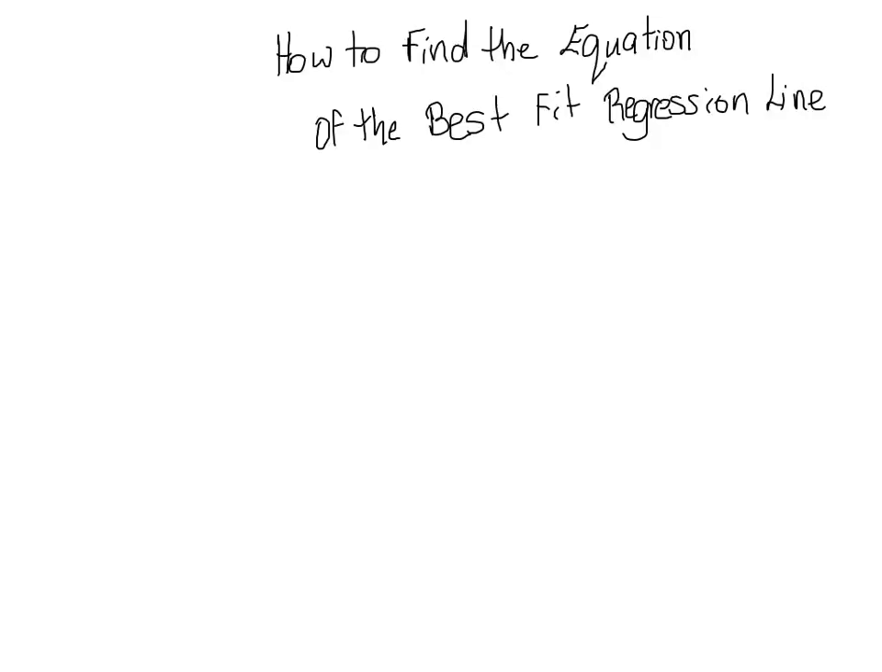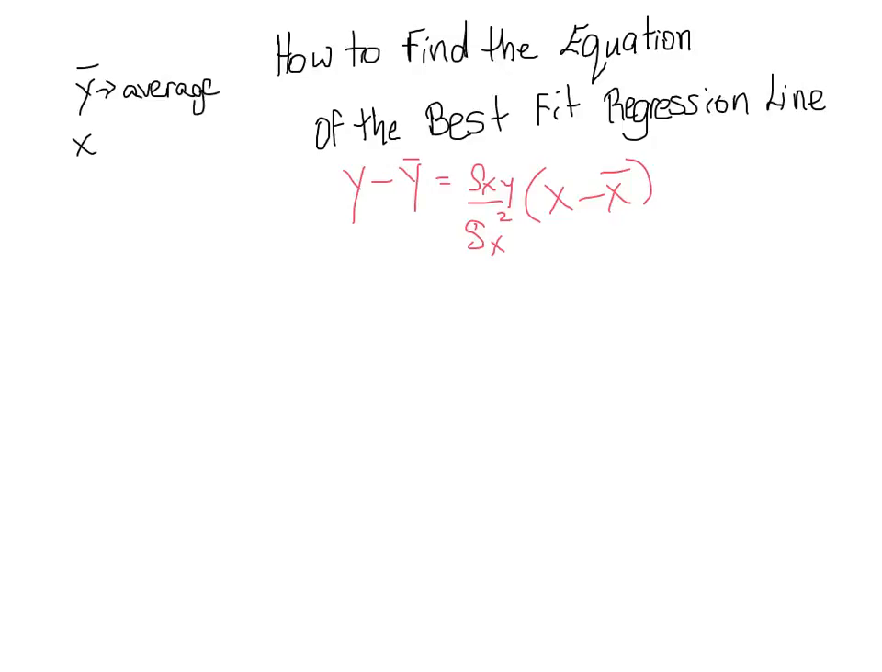So the formula that we're going to use is y minus the average of y is equal to sxy over sx squared times x minus the average of x. So in order to do this, we need to know what we're plugging in here. So y with the line over it, y bar, that means the average of y. And so does x bar. It means the average, but of course, of x.